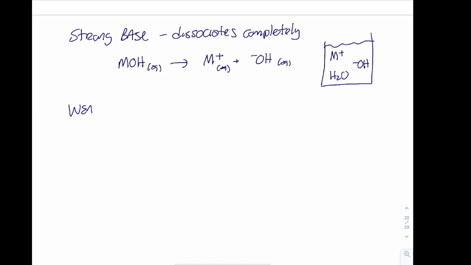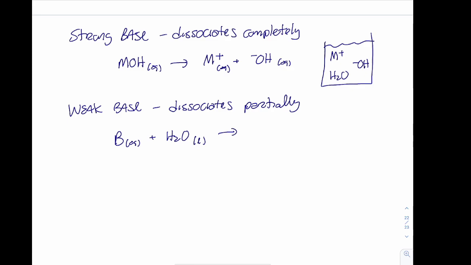Weak bases, these guys are going to dissociate partially. If you want to think Bronsted-Lowry, some of them are going to accept protons, some of them aren't. Partially. I'm just going to use a generic B for base here. I'm going to react it with water, and I'm going to produce hydroxide ions. So this is going to be my conjugate base. And then my conjugate acid, right? We're going to add a proton to my base. Remember, bases are proton acceptors.